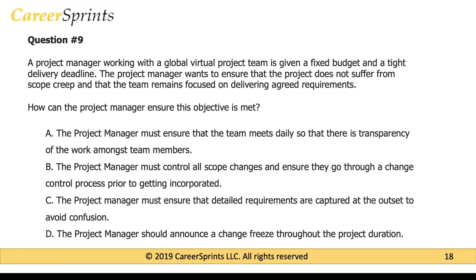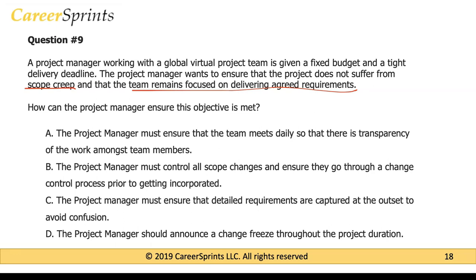So basically in this project, the project manager is working with a virtual team. They've been given a fixed budget. There is a tight delivery deadline. And the PM wants to ensure that the project does not suffer from scope creep. So this is a key word here, scope creep, and that the team remains focused on delivering agreed requirements. Right. So the objective in this project is to ensure that the scope does not go out of hand, right? It does not just keep expanding indefinitely.